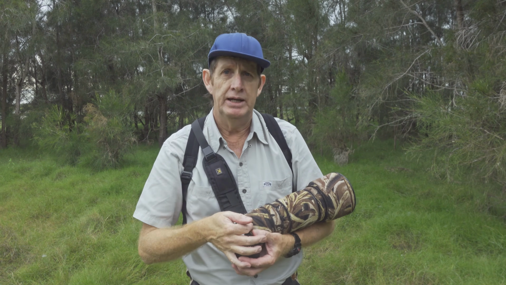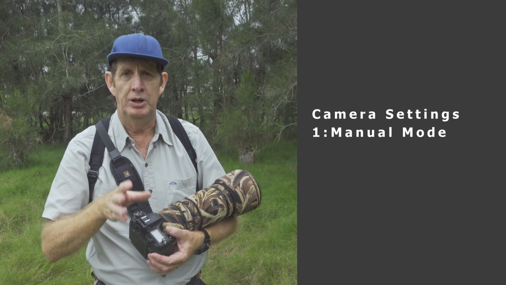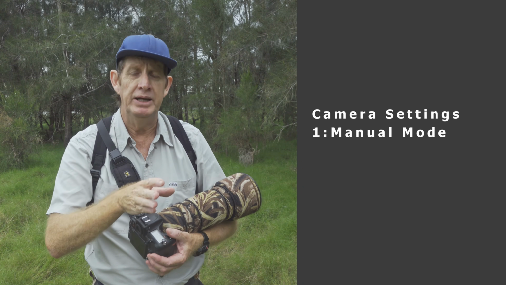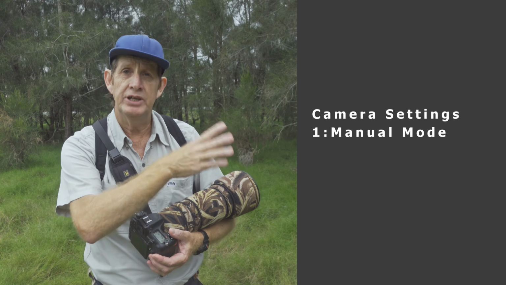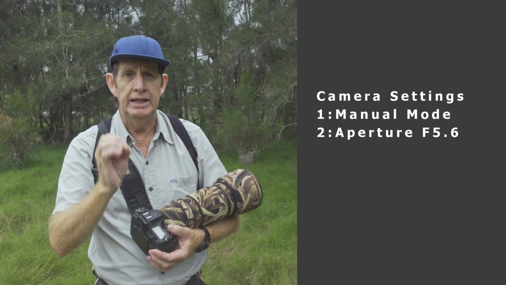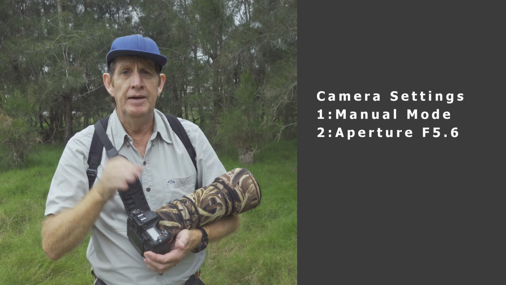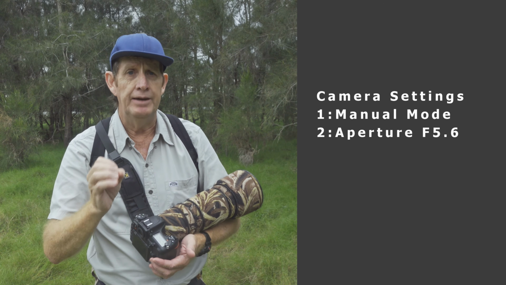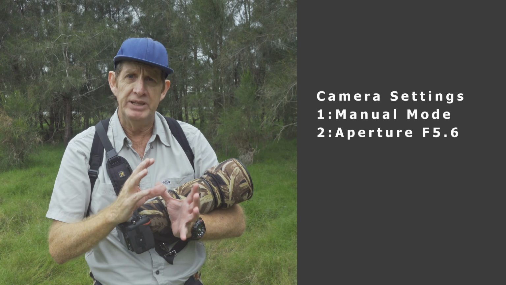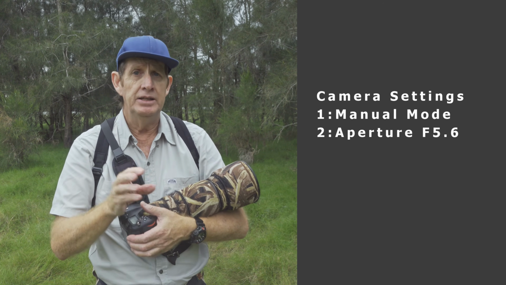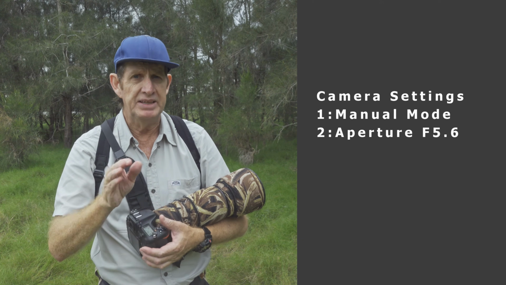How do I set up my camera? Now I shoot in manual mode, so I can adjust my shutter speed and my aperture to suit the conditions. I like shooting at f5.6. I like shooting wide open. Very rarely will I go to f8, unless it's like a group of ducks and they're very close together. Then I may increase to f8, but that's about it.